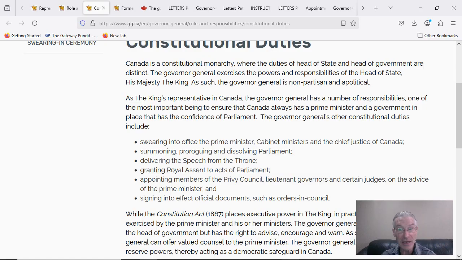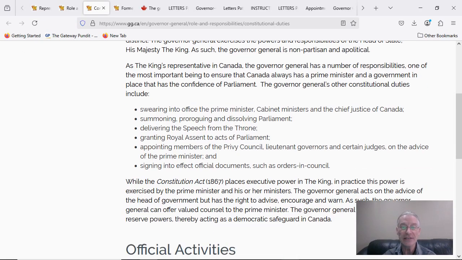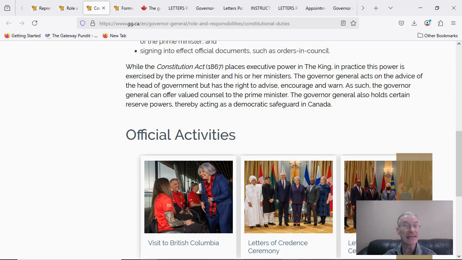As the King's representative in Canada, the Governor General has a number of responsibilities, one of the most important being to ensure Canada always has a Prime Minister and a government in place that has full confidence in Parliament. Hilarious considering what's going on now. The other duties I'm not really going to go over, but while the Constitution Act 1867 places executive power in the King, in practice, this power is exercised by the Prime Minister and his or her ministers. The Governor General acts on the advice of the head of government, but has the right to advise, encourage, and warn. As such, the Governor General can offer valued counsel to the Prime Minister. The Governor General also holds certain reserve powers, thereby acting as a democratic safeguard in Canada. Well, we can see what the Governor General's done currently.